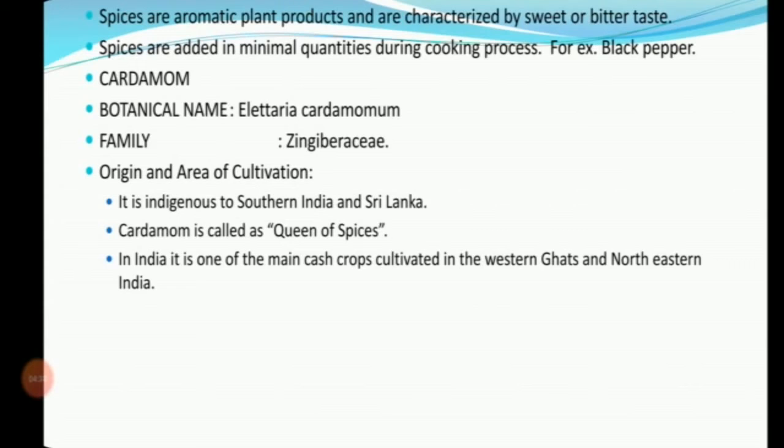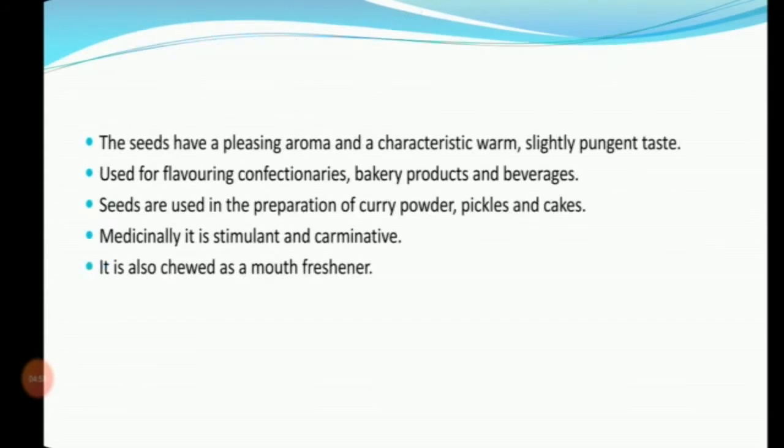Cardamom is called the queen of spices. In India, it is one of the main cash crops, cultivated mostly in the Western Ghats and northeastern India. The seeds have a pleasing aroma and a characteristic warm, slightly pungent taste.